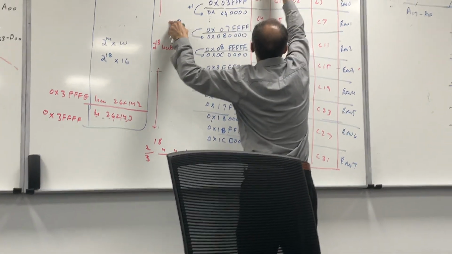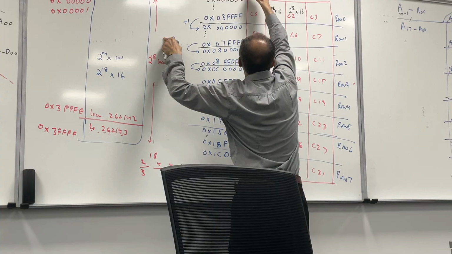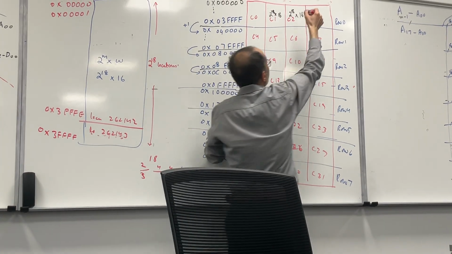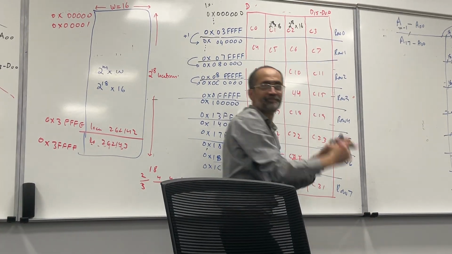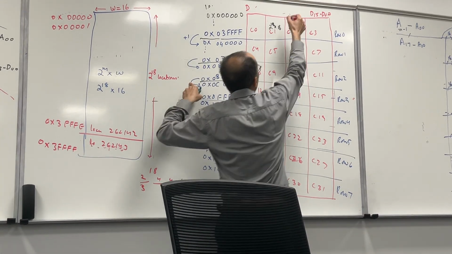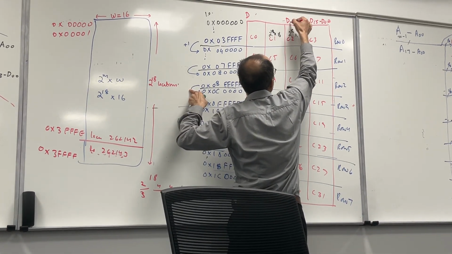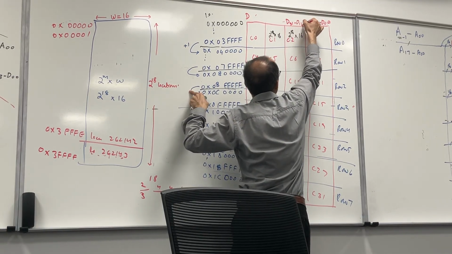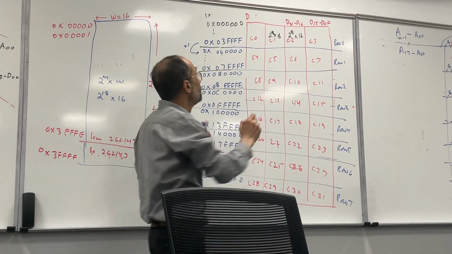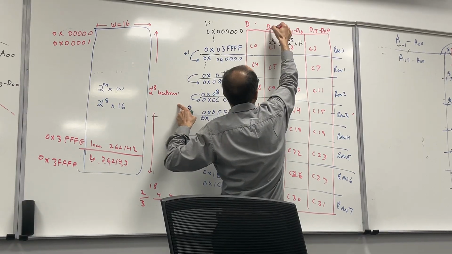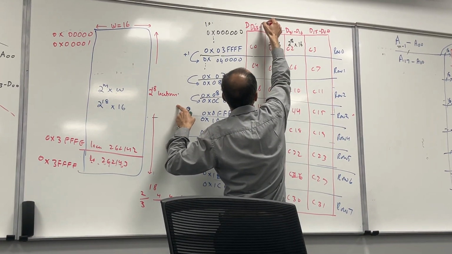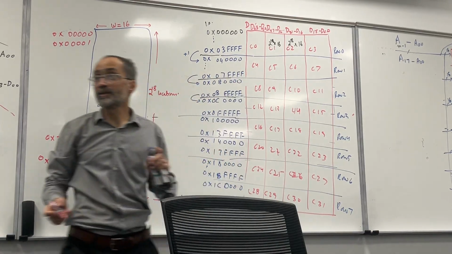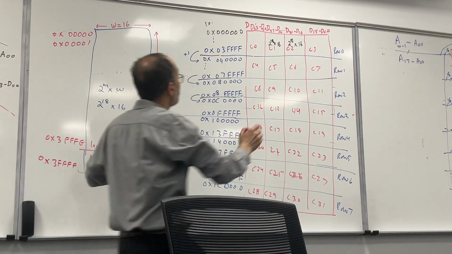So now we have D15 to D00 provided by this column. Then D what? Help me. 31 to 16 will be provided by the second column. D47 to D32 will be provided by the third column, and D63 to D48 will be provided by the last column. D48, yes.